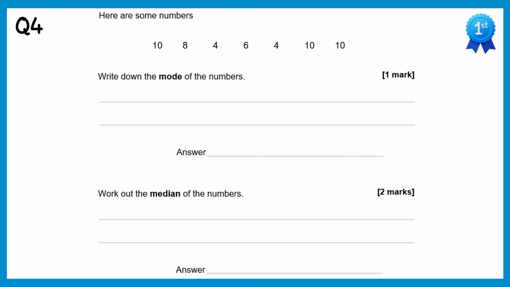For the first part of this question, we need to find the mode of these numbers. The mode is the number that's most frequent. So looking at that list, I can see there's a 6, there's an 8, there's 2 4s, but there's 3 10s. So 10 is the most frequent number, so the mode is 10.